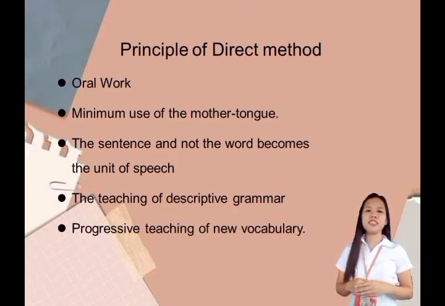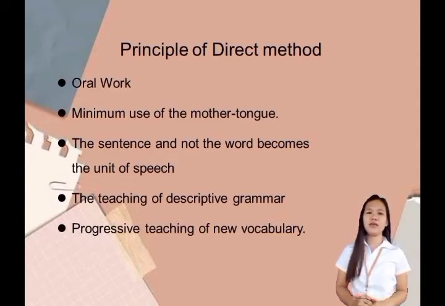Third, the sentence and not the word becomes the unit of speech. The direct method follows the principle that the unit of speech should be the sentence and not the word. We talk and think in sentences or sense groups. We do not think in single words, so the sentence is made the unit of speech.